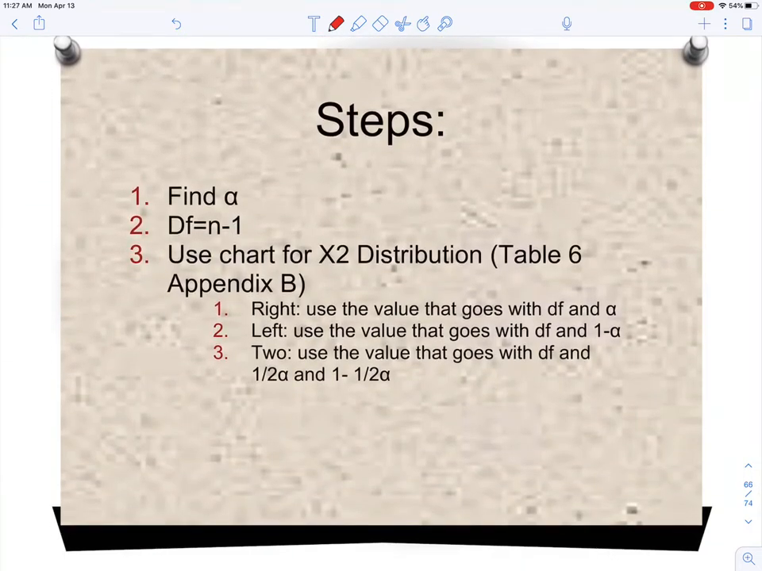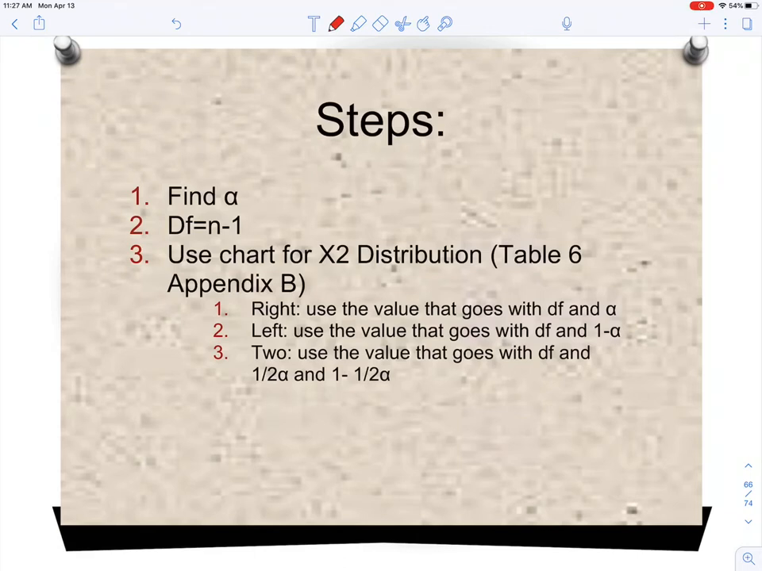So some steps. First, you're going to figure out the level of significance, your Jesus fish looking thing. Then you're going to solve for your degree of freedom, which is your number of items, your n minus 1. Then you're going to use the chi-squared chart, which is backed by the z and the t. For the right, you're going to use the value that goes with the degree of freedom and your Jesus fish. For the left, you're going to use the degree of freedom and 1 minus. And for the two-tailed, you're going to use the degree of freedom and 1/2 and 1 minus 1/2.